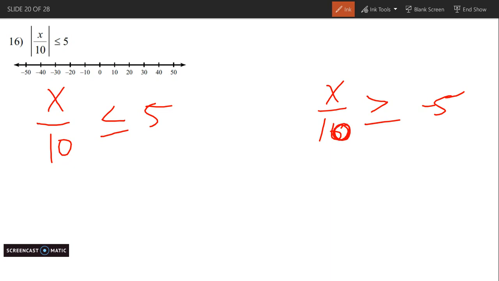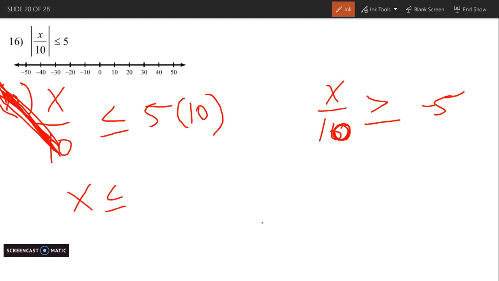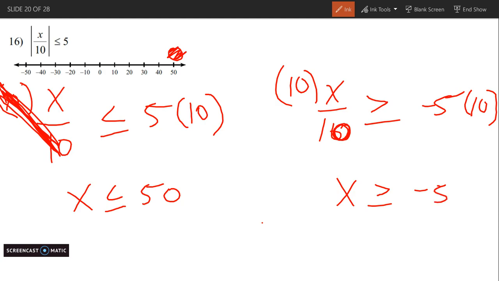So we are going to undo division with multiplication here. It's x divided by 10. We don't want to divide by 10. We want x to be by itself. We can make that happen by doing an inverse operation of multiplication on both sides. So you've got x is less than or equal to 50. And multiply by 10 on both sides over here as well. X is greater than or equal to negative 50.